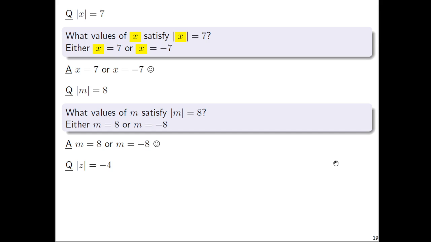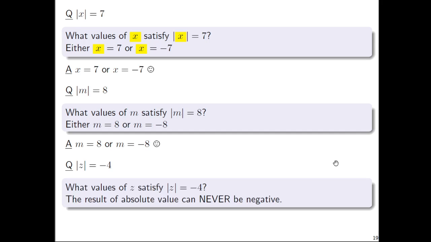What about absolute value of z equals negative 4? This one's almost a trick question. What values of z satisfy absolute value of z equals negative 4? Well, here's the thing. The result of an absolute value can never be a negative number. So what number could you possibly absolute value to get negative 4? It's just not going to happen. There's no solution. So absolute value of a variable equals a negative number, no solution.